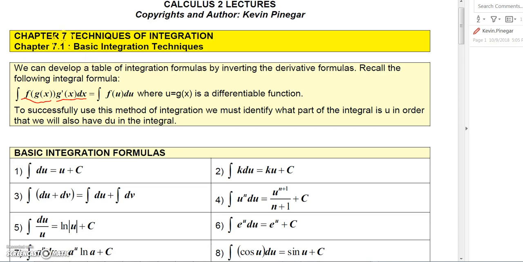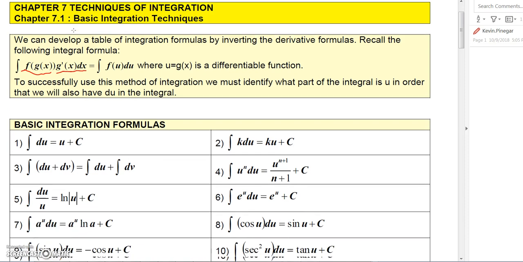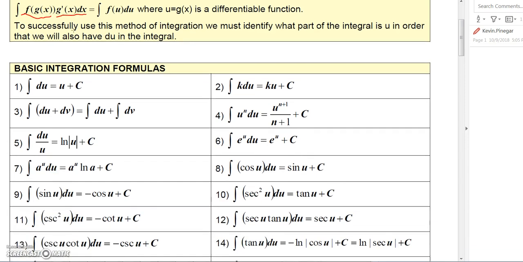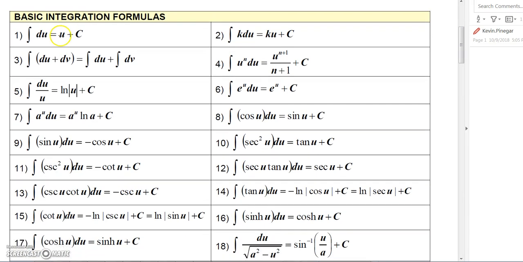Since this is Calculus 2, I'm going to assume that you have already discussed many of the basic integration formulas. For instance, you know that if you just integrate du, you'll get u plus c. Now remember, anytime I say u, it is a function of x in most cases. If you integrate a constant times du, that would equal the constant times the function plus another constant.